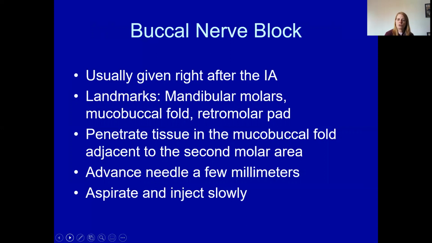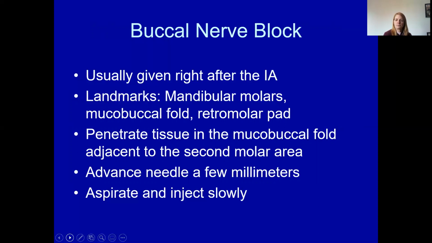Your landmarks are the mandibular molars, the mucobuccal fold, and the retromolar pad. You're going to penetrate the tissue in the mucobuccal fold area adjacent to the second molar or the last molar area. You are going to kind of be looking for that buccal fat pad, advancing the needle just a few millimeters. Sometimes you hit bone almost right away, so you want to make sure the bevel's towards the bone and that your bevel is covered. Sometimes only the bevel's covered, and that's okay.